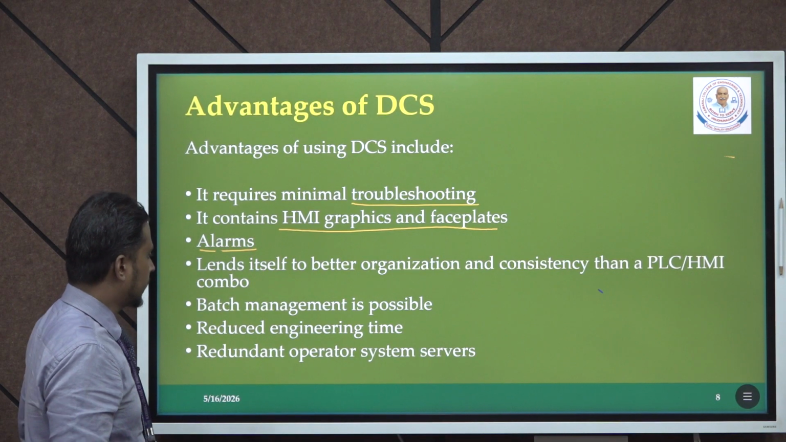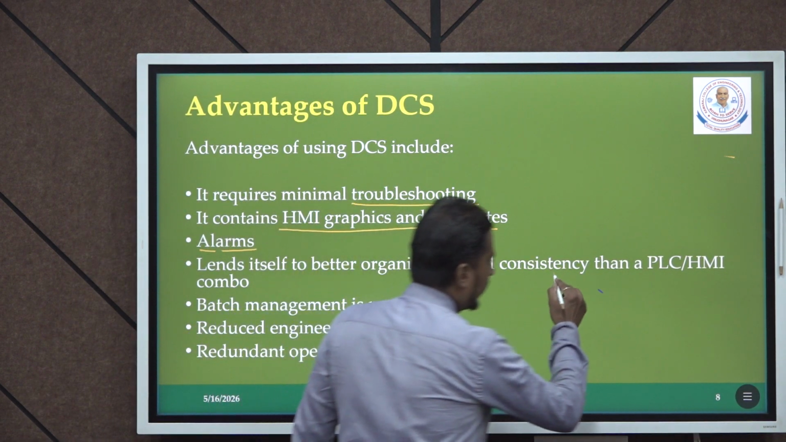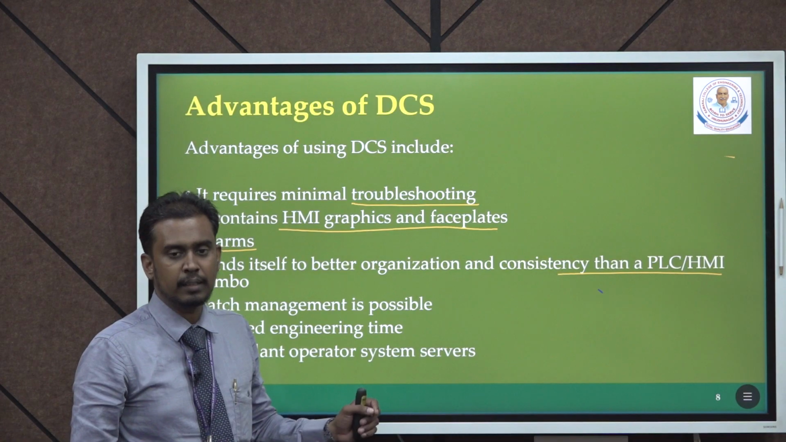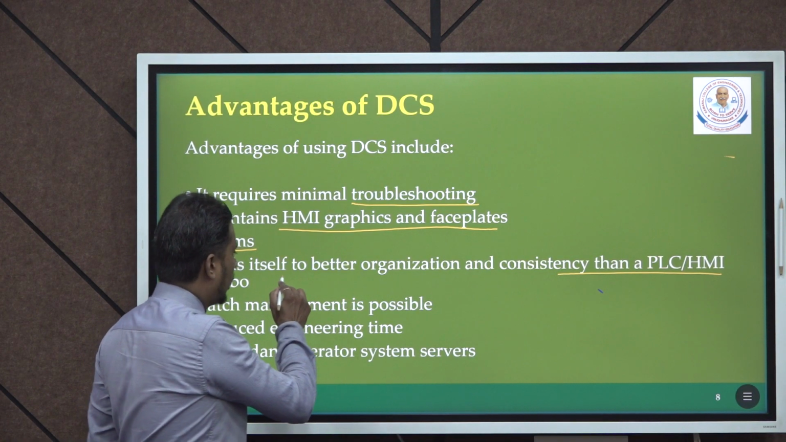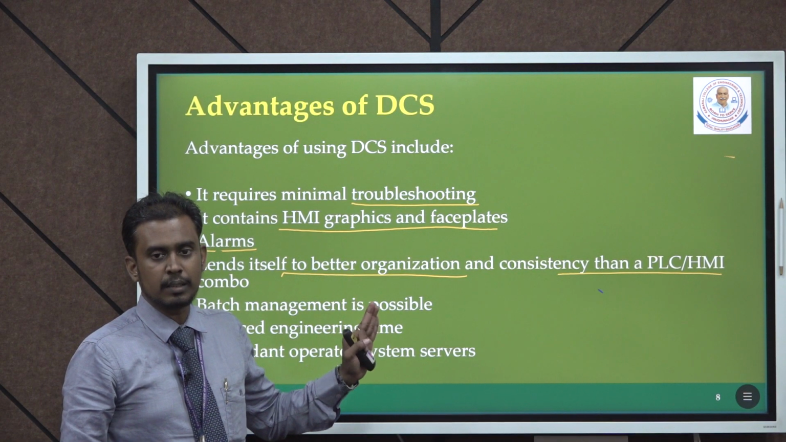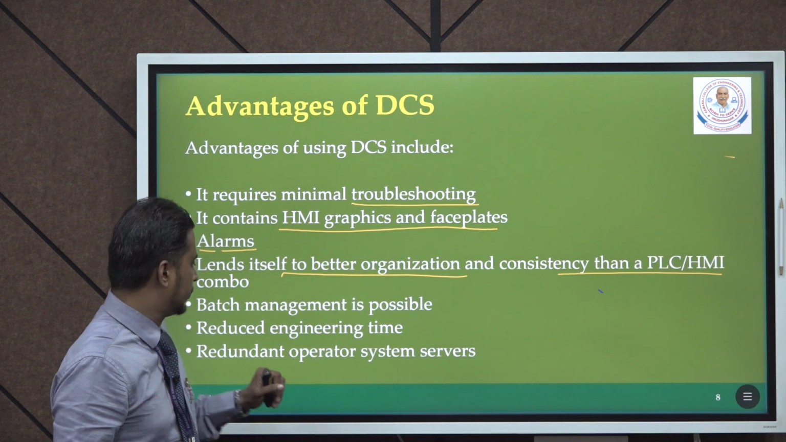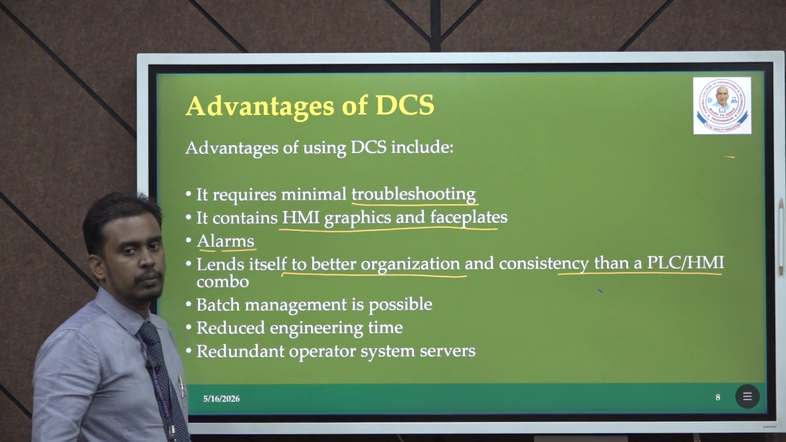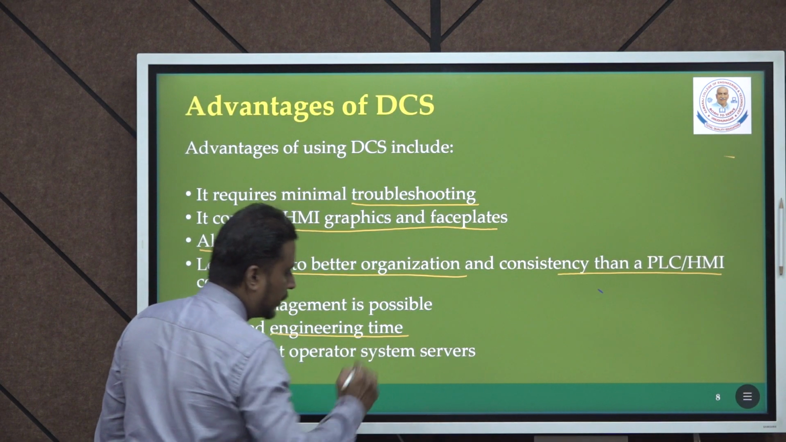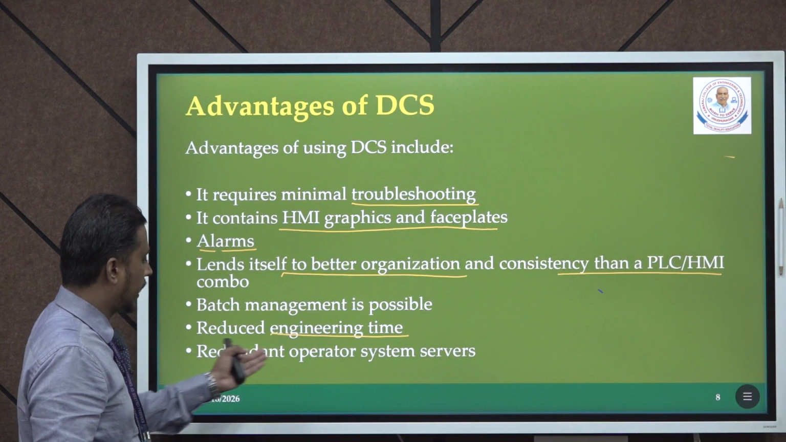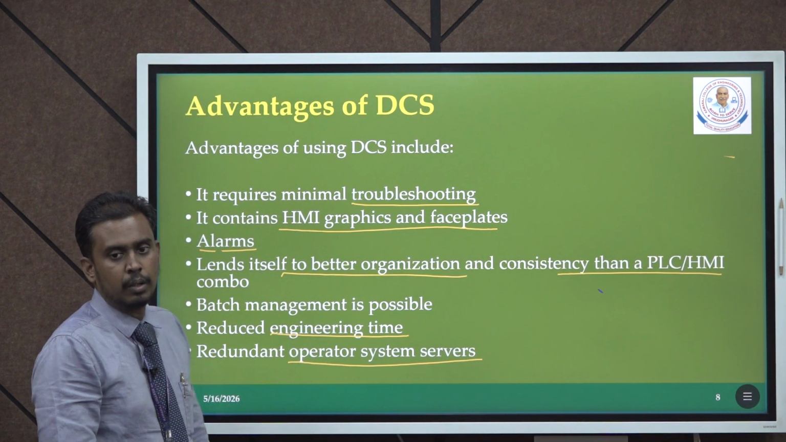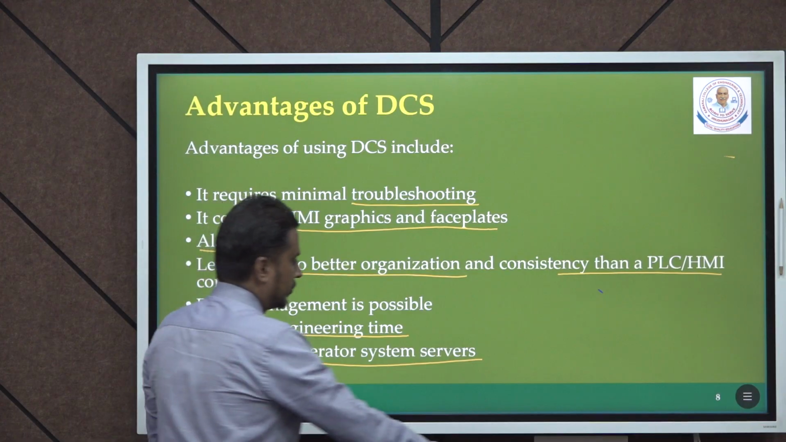very accurate. The next one is that it has the consistency to integrate PLC with human machine interface, so that the various organizational component structures will be in a controlled manner. We are able to detect the presence of any errors in the system. The next one is that with the help of a distributed control system, batch management is possible and the engineering time can be reduced. Last but not the least, it has redundant operator system servers, which is the most important need of the hour.